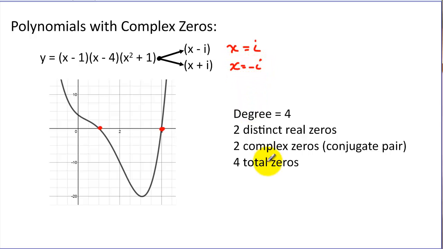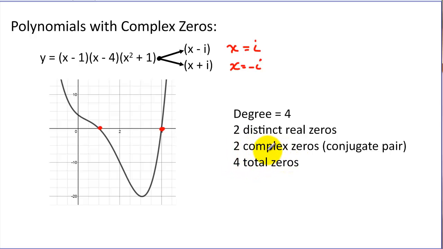When we include complex numbers, as we're going to see on the next chart, and if we also include multiplicity, we're going to see that the number of zeros of a polynomial, because this would have degree 4, if we factored this out, we would have an x to the 4th as our leading term. We've got 4 total zeros.